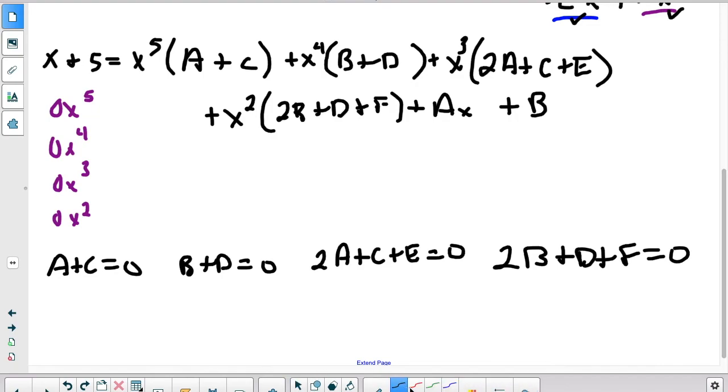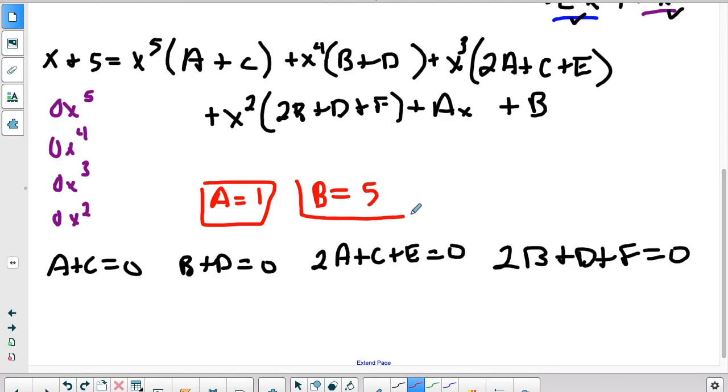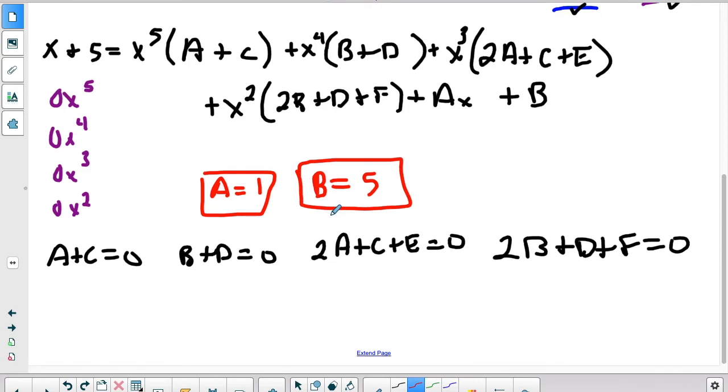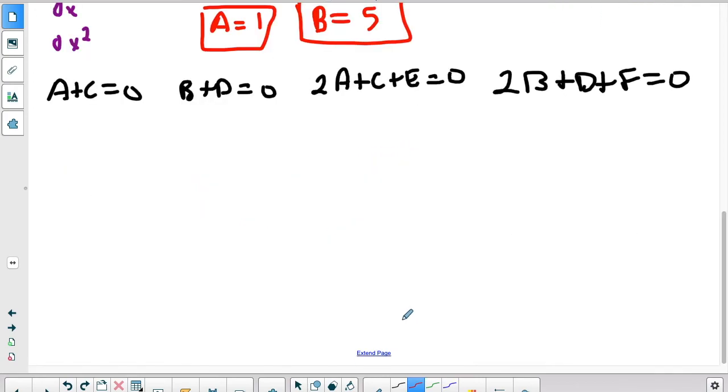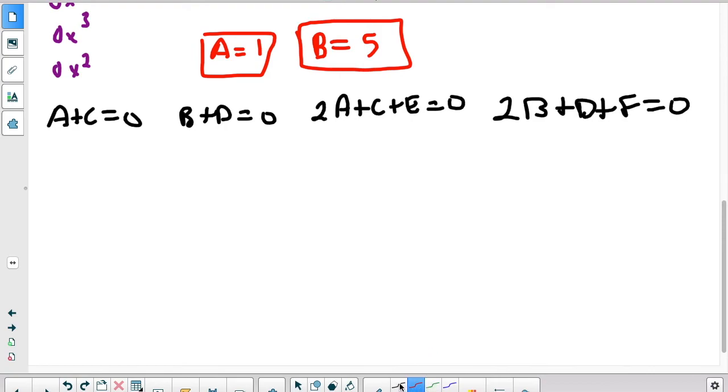But ax is equal to x, so a is equal to 1. Well, hey, we've already found one value. We found the value of a. Now b matches up with our 5, so b is equal to 5. We've already found two of the values. We found the values for a and b. Now we can use those to find the rest.